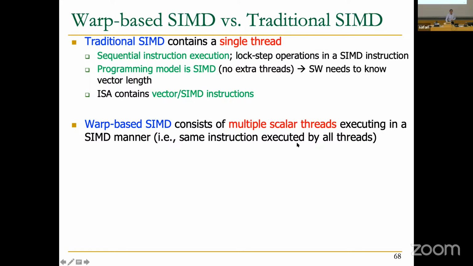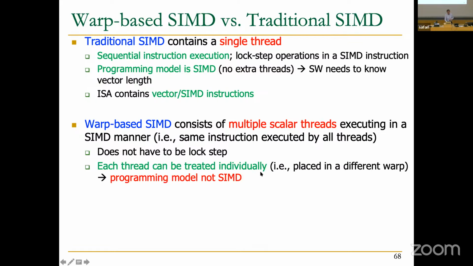Instead of having a single thread, you have multiple scalar threads executing in a SIMD manner. Same instructions executed by all threads. It doesn't have to be lockstep. Each thread can be treated individually. In fact, you can take one thread and place it in a different warp. This is not visible to the programmer.